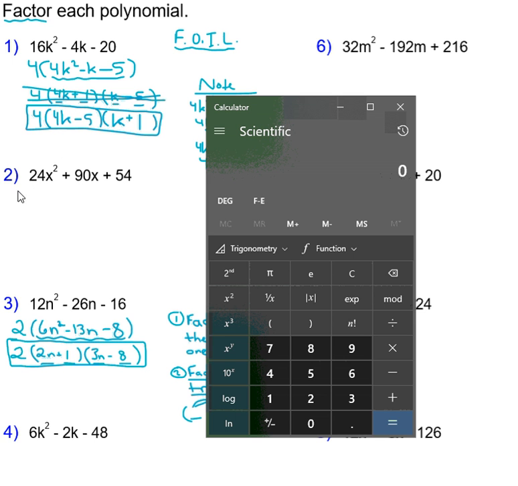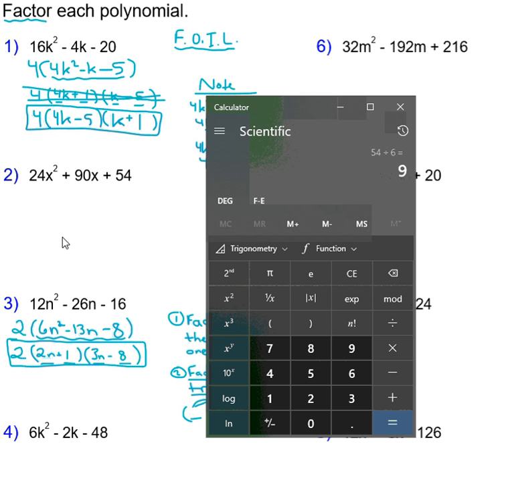So it could be a 3, but is there anything even bigger? 24 is also divisible by 4, which gives me a 6. But is 90 divisible by 4? Oh no, that doesn't work. I didn't get a whole number. You could try 5, but is 24 divisible by 5? Hopefully you're saying no, because it's not ending in a 5 or a 0. What about 6? Is 24 divisible by 6? Yes. Is 90 divisible by 6? Yes. And is 54 divisible by 6? That's also a yes. So 6 goes into it.